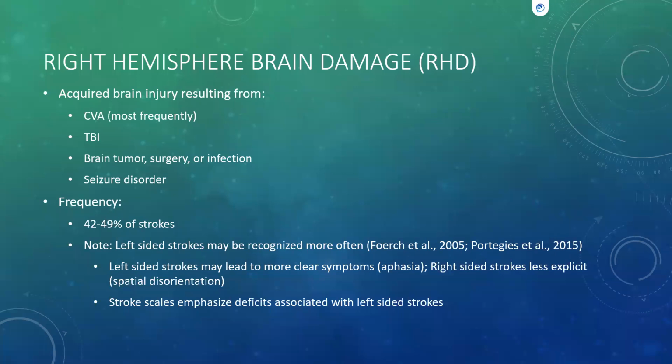There are a couple of common stroke scales that are used. The NIHSS, for example, the National Institutes of Health Stroke Scale, or the FAST, the Face Arm Speech Test. These are pretty common stroke scales, but both of them really emphasize symptoms that are associated with left-sided strokes. So that can lead to right-sided strokes being easily missed or maybe even just delayed in their diagnosis.